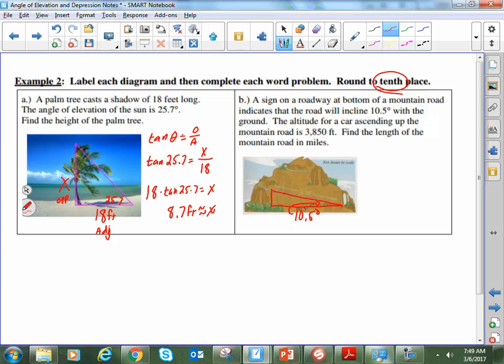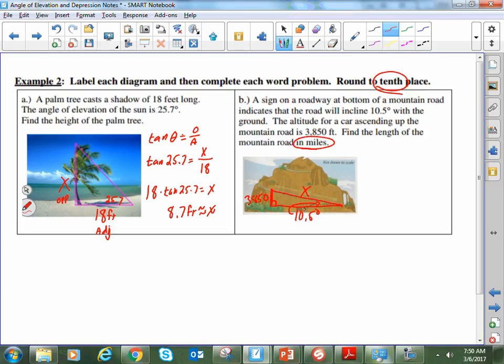So the altitude going up, altitude has to be a vertical line somewhere. So the altitude in this case is going to be 3,850 feet. And this is going to vary, these types of questions where we're talking about altitude and finding the length of the mountain road, this is a very easy thing for students to mix up. I cannot tell you how many times I've seen people flip-flop those where they think the 3850 is the length of the road and the altitude is what we're looking for rather than that's what was given to us. Now it does say find the length of the mountain road in miles.